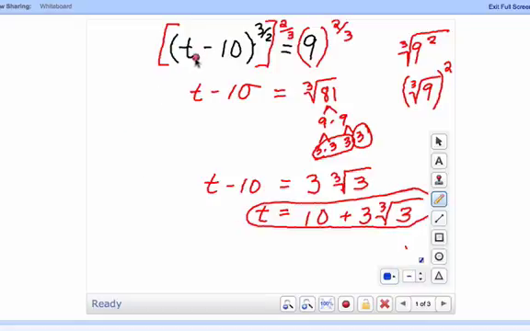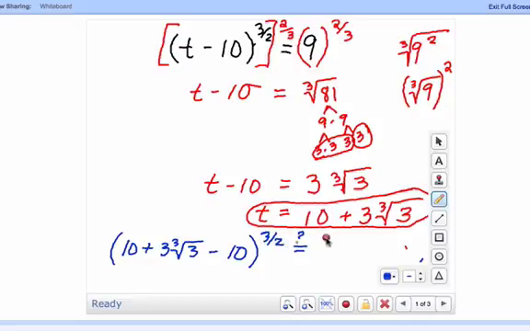by plugging in place of t, you put 10 plus 3 times the third root of 3, and then we have minus 10. Okay, and we're going to raise that to the 3/2 power. And will that give you 9? Okay, so if it equals 9, then we know that we did everything correctly.